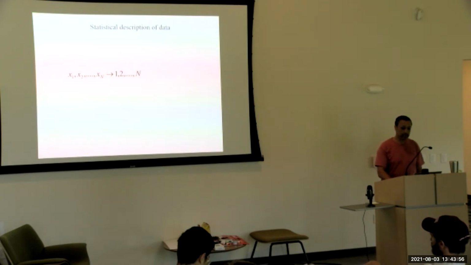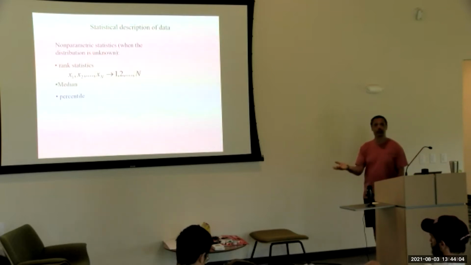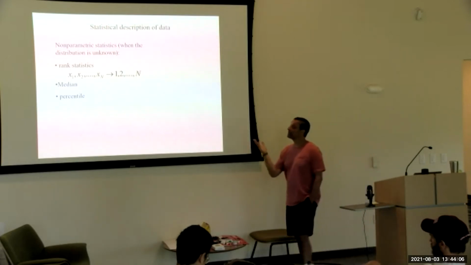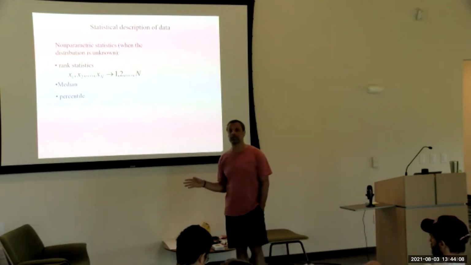So another way to look at data is to ordinate it by just rank. Rank statistics is what we use for non-parametric statistics. So non-parametric statistics do not assume anything about the distribution.